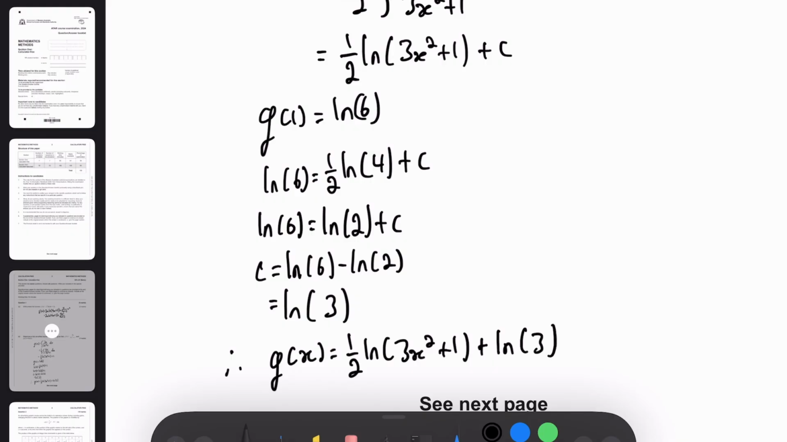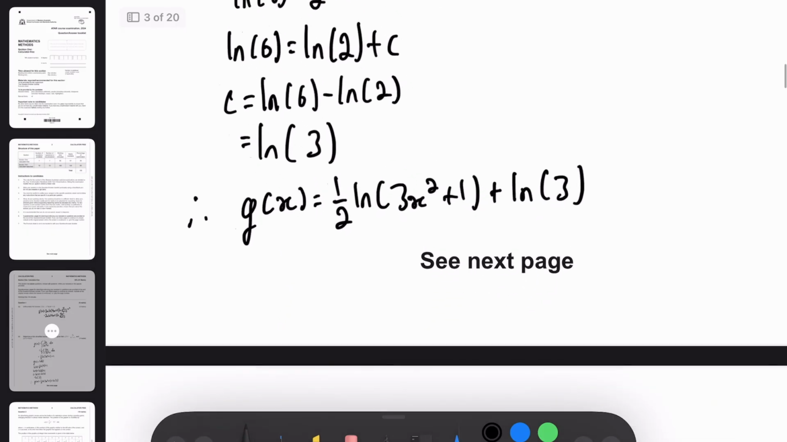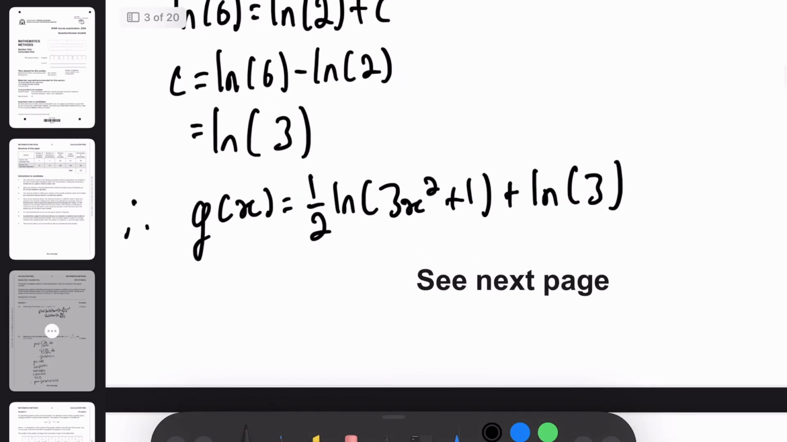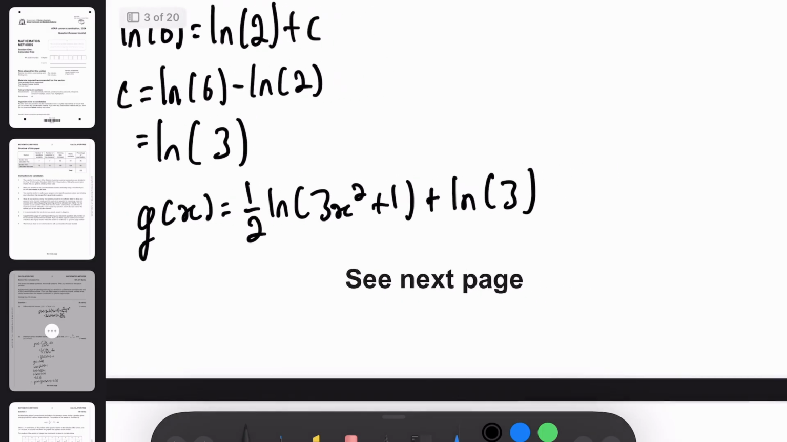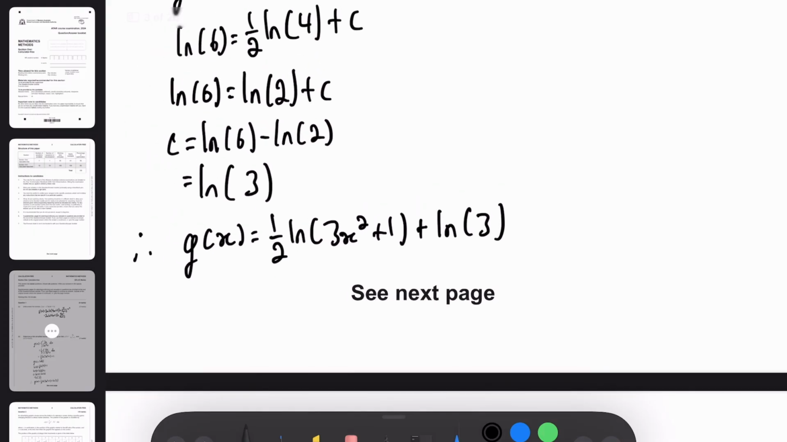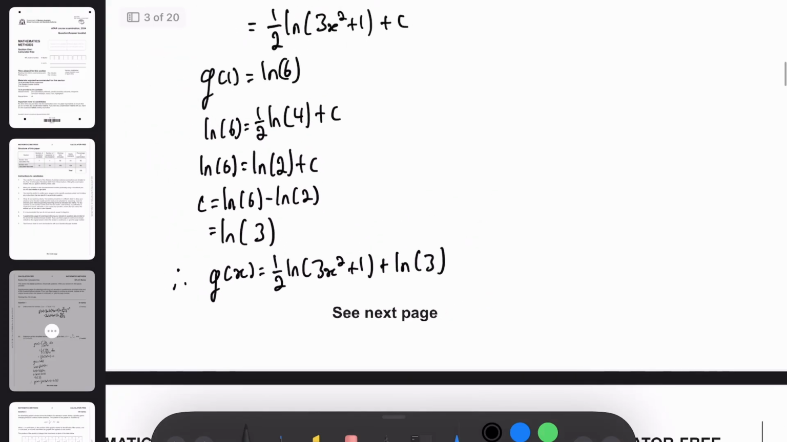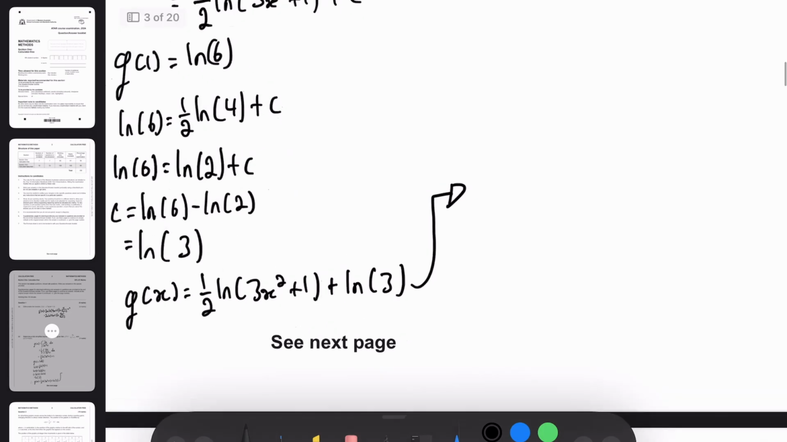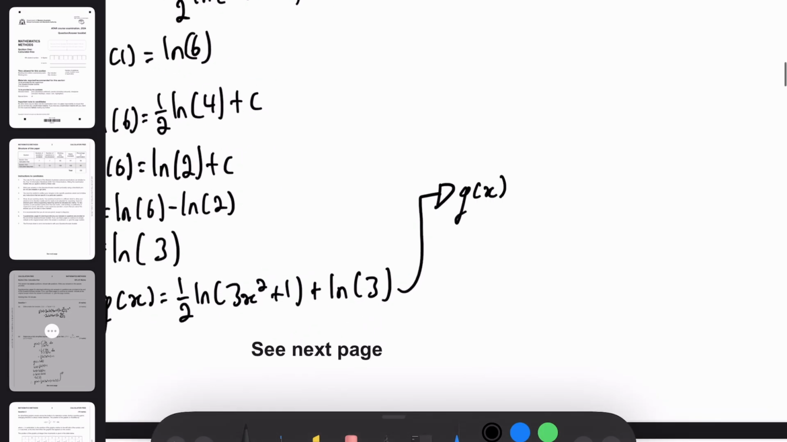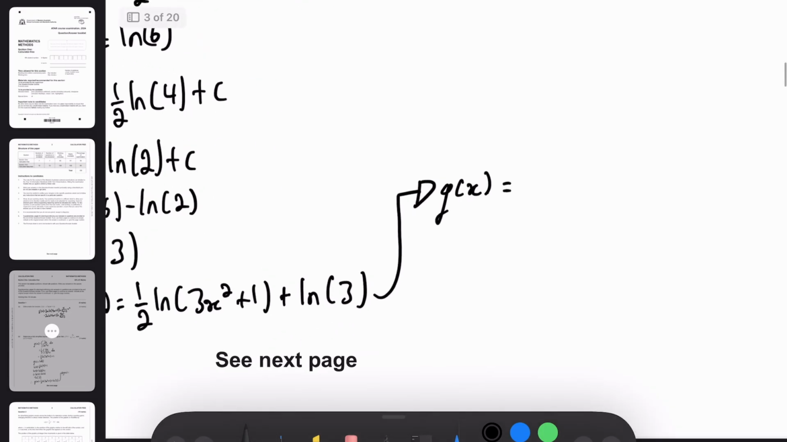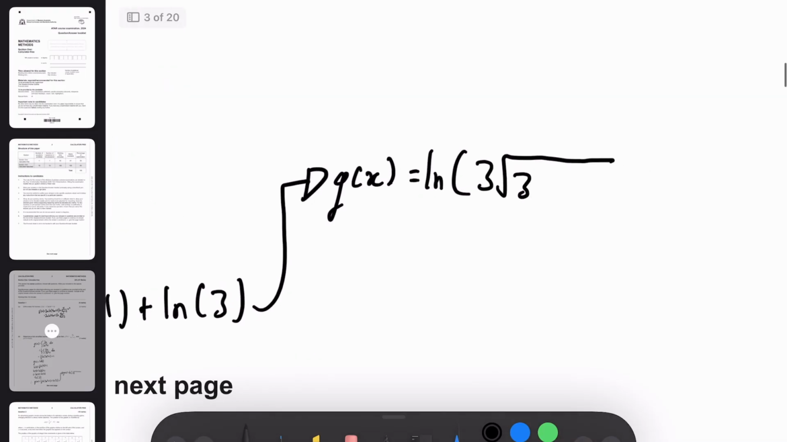Excellent. Then we can simplify this even further. Since we have this half on the outside, we can square root the inside of this ln function, and then whenever we're adding ln logarithm functions together, we can multiply them. So maybe I put this up, and we can say g of x is equal to ln, we're going to have 3 on the outside, multiplying by the square root of everything here.